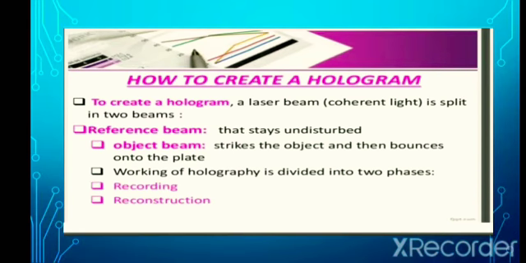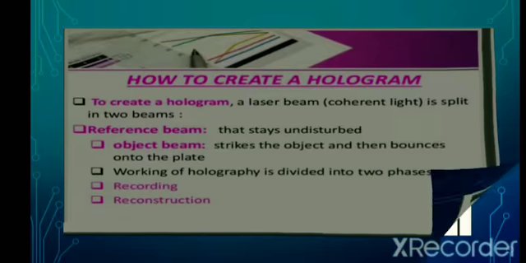How to create a hologram? A laser beam of coherent light is split into two beams, the reference beam and the object beam. The reference beam stays undisturbed and the object beam strikes the object and then bounces onto the plate. Working of holography is divided into two phases, recording and reconstruction.